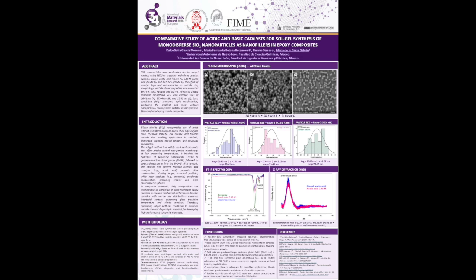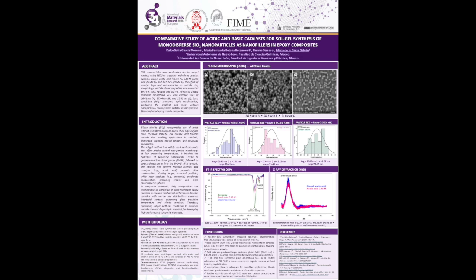Field emission scanning electron microscopy images, along with particle size distribution analysis, revealed important differences between the 3 synthesis routes. Route A, using glacial acetic acid, produced nanoparticles with an average diameter of 36.41 nanometers and a standard deviation of 2.62 nanometers. Route B, using dilute acetic acid, yielded smaller and more uniform particles with an average of 27.44 nanometers and a standard deviation of 2.22 nanometers.